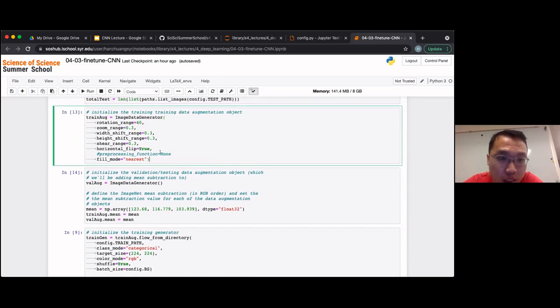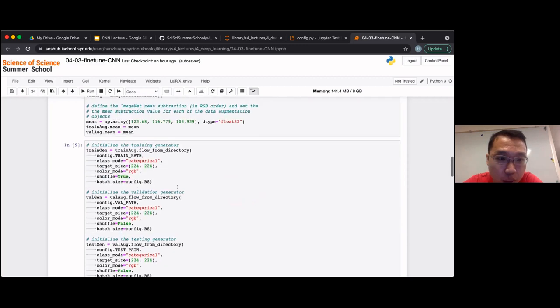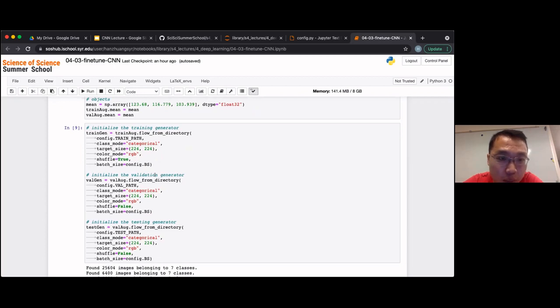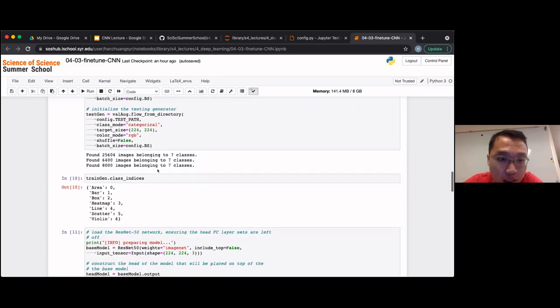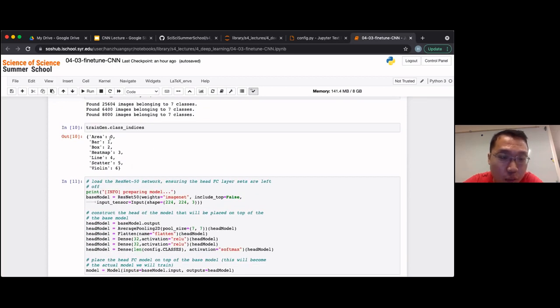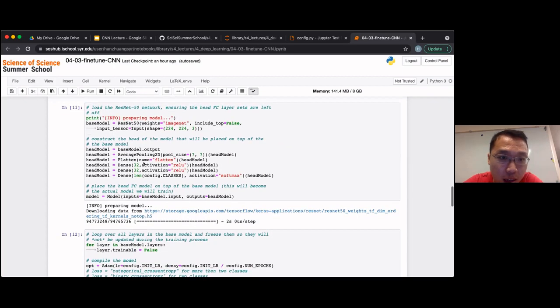And after we set up the data augmentation, create data generator for the training, validation, and the test. Here is the code that we try to load the data, and we set the parameters, and then we can check how many class we have and which class the index for each class. And here I use ResNet 50, and it's pre-trained on ImageNet, and I exclude the top model, and we just use this model to generate feature. In a sense, it's just generate a feature for us, and we need to design a top model.